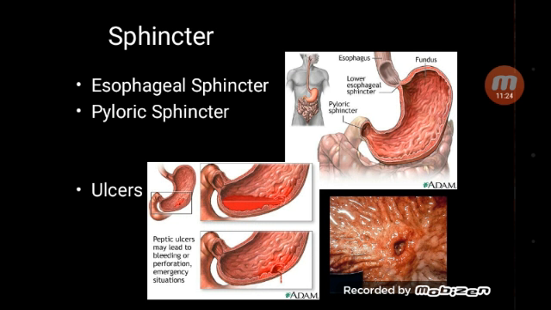The lower esophageal sphincter remains tonically contracted. So it relaxes only when food from the esophagus enters the stomach. Therefore, it always prevents reflux of food back into the esophagus from the stomach.